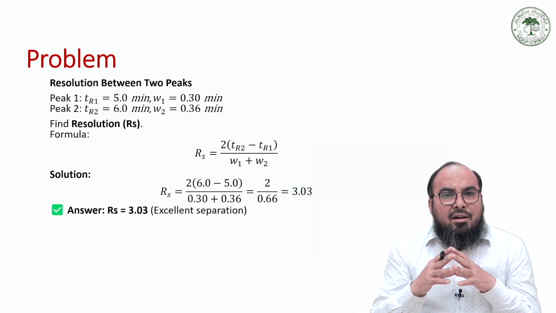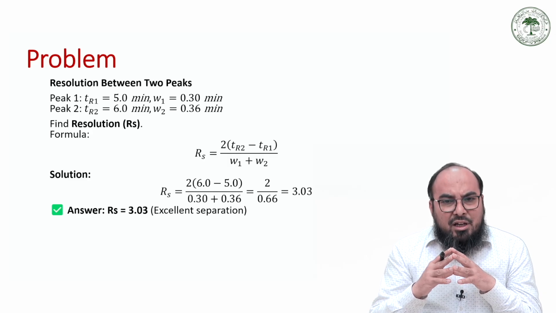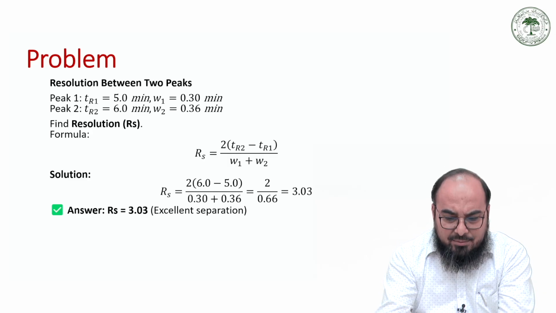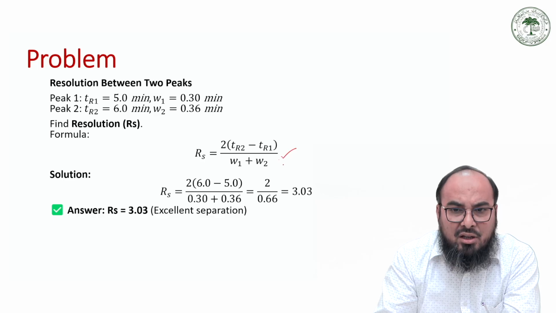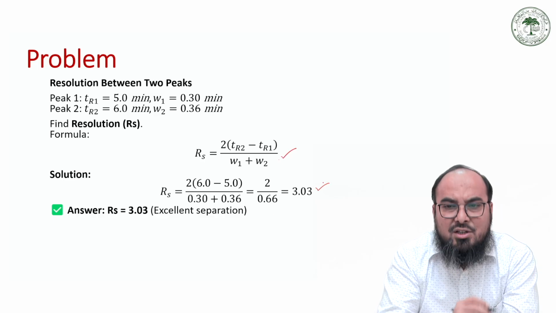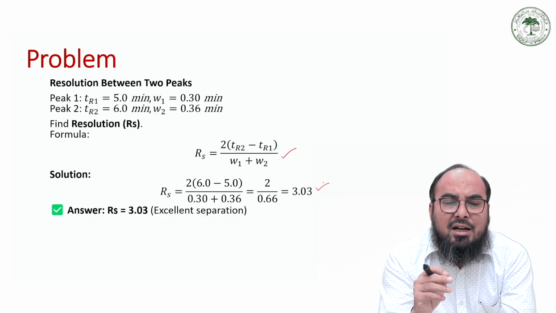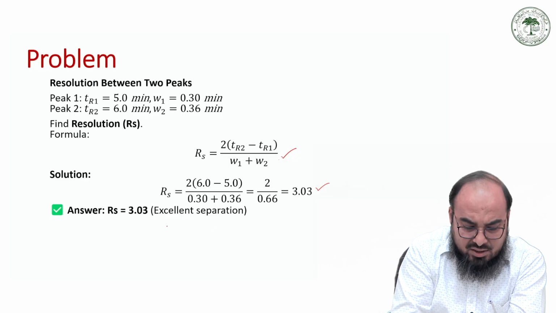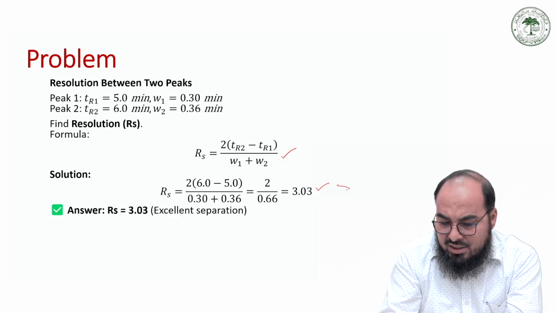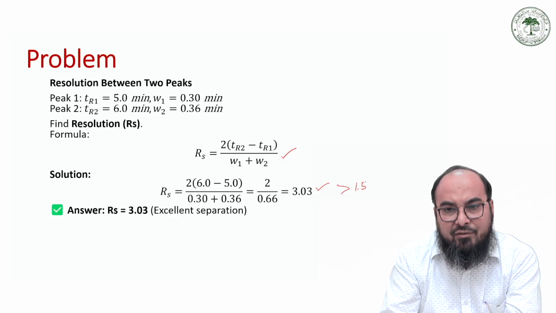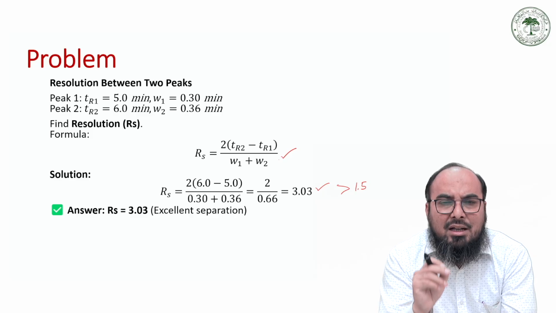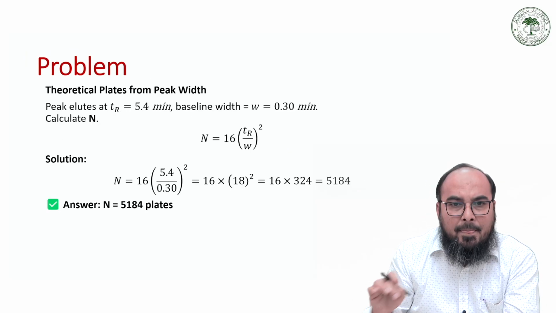Similarly, for resolution between two peaks, you have the same age-old formula, that is, resolution may be defined as twice of TR2 minus TR1 upon width of peak 1 plus width of peak 2. You just substitute all the values in this equation and you get a resolution of 3.03. That means it's a good resolution because this value 3.03 is greater than 1.5, which is the ideal resolution, that is, the baseline resolution.